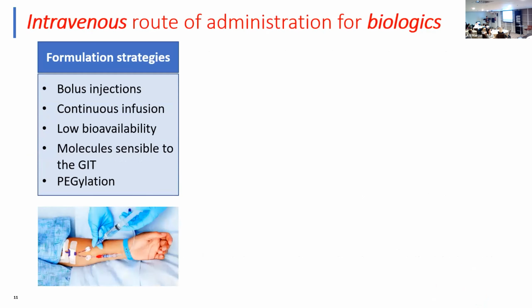So now I'll go very quickly through the different routes of administration. I will just give a high-level review of formulation strategies, what the benefits and challenges are, and what I really want to focus on is the patient perspective for each one of them. Regarding the IV route of administration for biologics, there are different formulation strategies. We can use bolus injections. We can use continuous infusion. This is very adequate for drugs with low bioavailability, for molecules that are sensitive to the GI tract. And with the pegylation of proteins, we could also achieve more patient compliance because we could reduce the dosing frequency for the injectables.